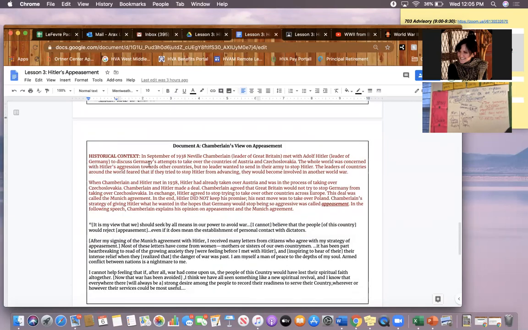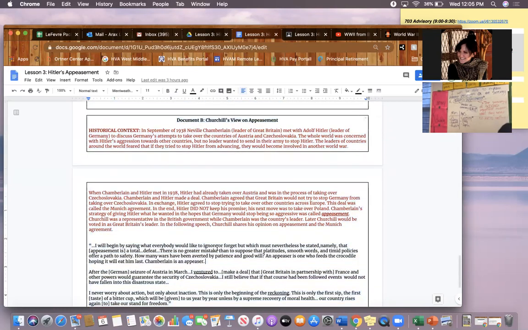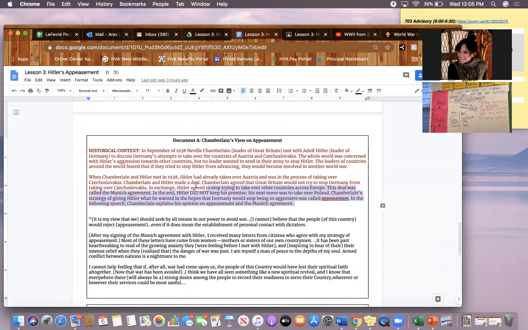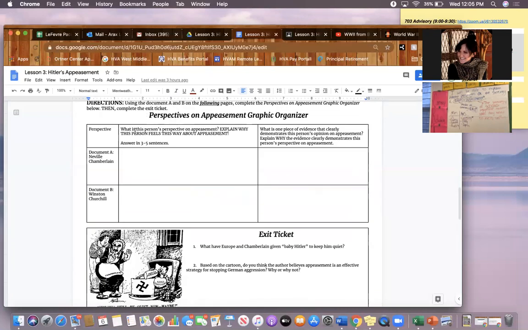Scroll to the next page and you'll find document A. That is one perspective on appeasement. If you keep scrolling, you'll find document B, another perspective on appeasement. In order to fully understand both perspectives, you need to make sure to read the historical context. Historical context is important for understanding sources in history. So you're going to go through your document and then complete the questions in your Perspectives on Appeasement graphic organizer to demonstrate that you understand, or to figure out, both perspectives on appeasement.